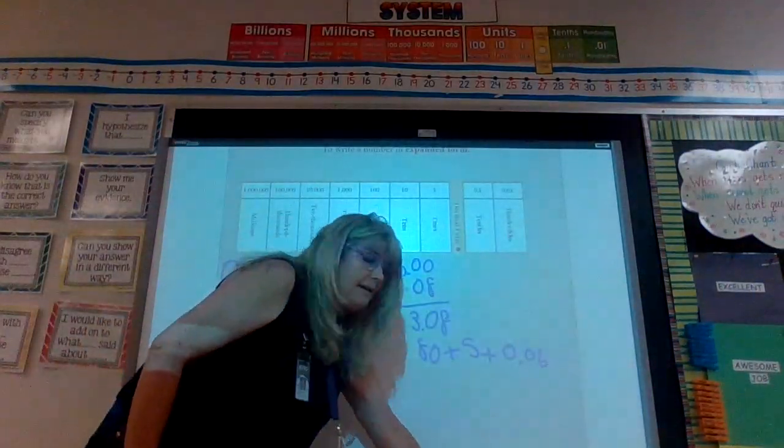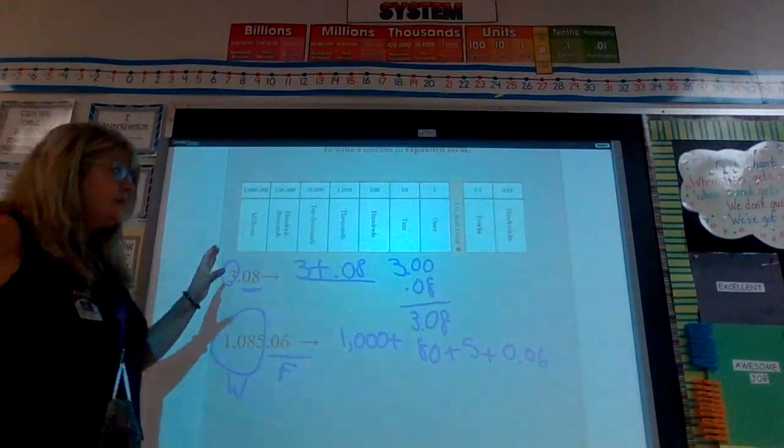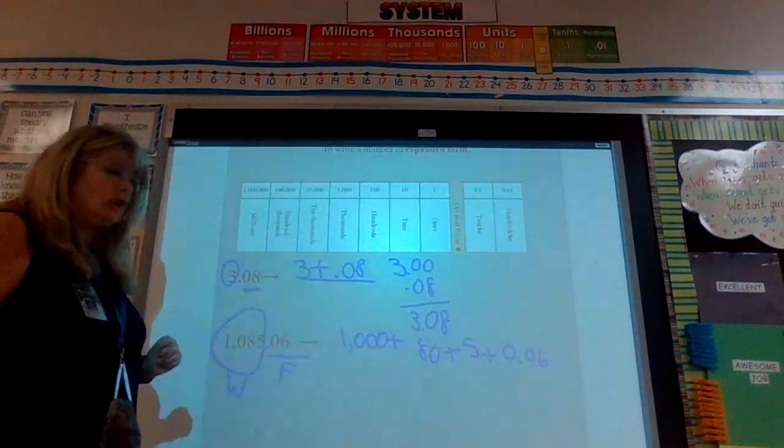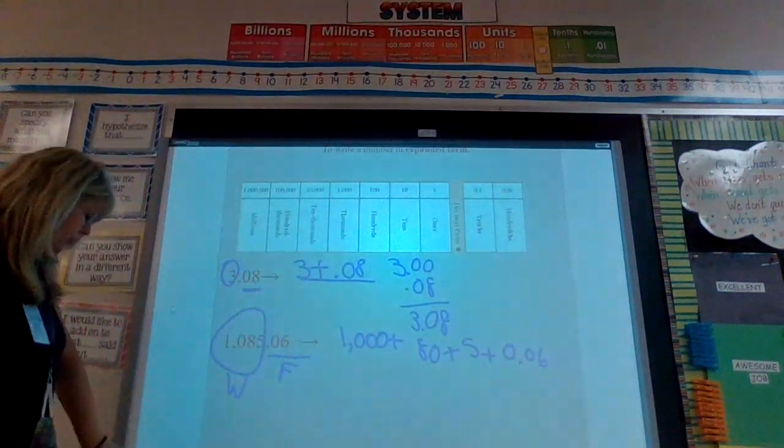Okay, if you want to, practice a few on your own so that you can get the hang of what it looks like in the place value chart when you're doing it with expanded form.